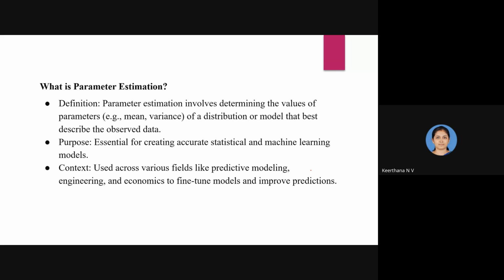It can be used across fields like predictive models or prompt engineering, since you will be asking a question to your model, and that model will answer based on its understanding of the question. And in economics, for fine tuning models, in share markets they use many predictive models for predicting future shares, right? That is based on parameter estimation. The main thing is to improve the optimization of your prediction models, so we go for parameter estimation.